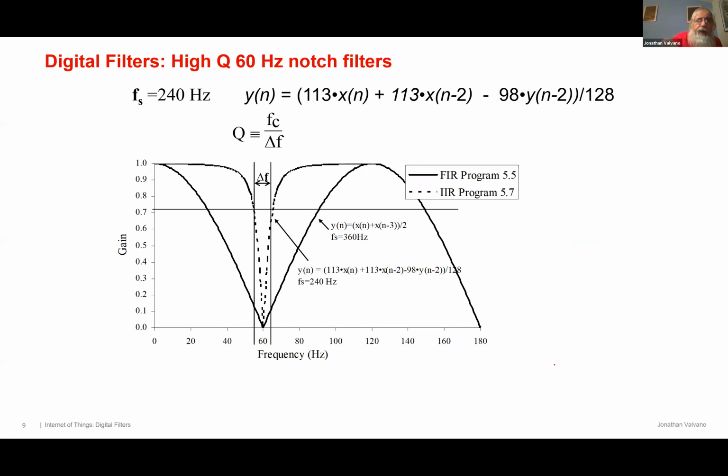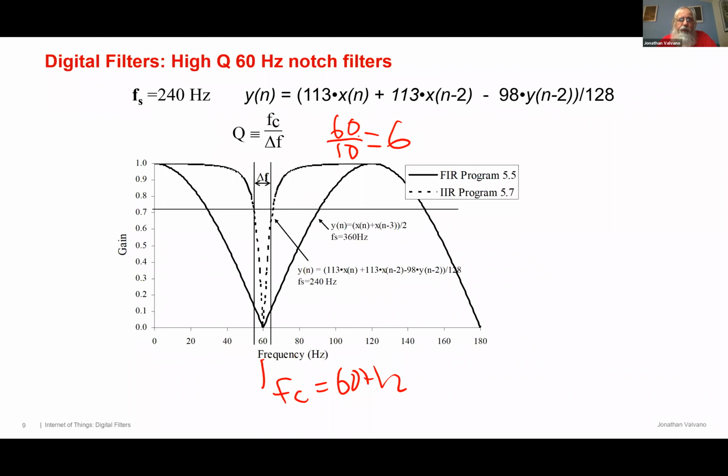Okay. Q is defined to be the center frequency, 60 hertz, over the shift in frequency. I think this one particular went from like 55 to 65. So this was a Q of 6, which means it was very sharp. It only cut out 60 hertz and did not cut out the rest of it.